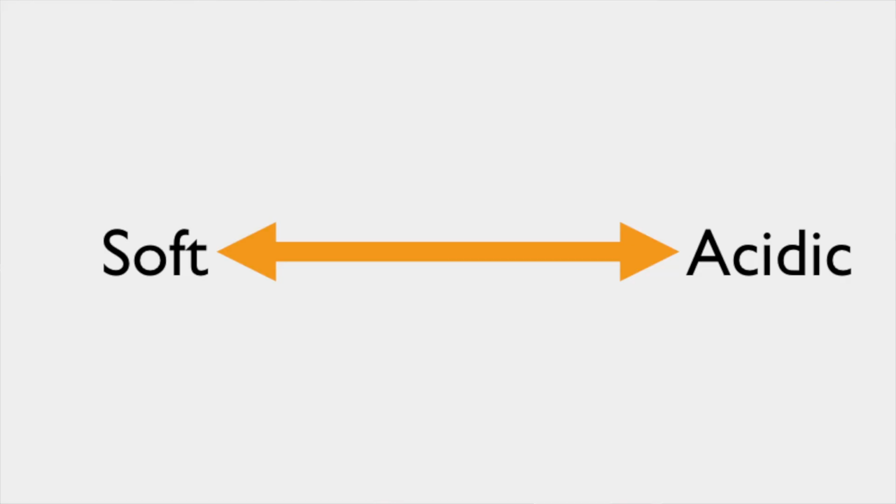Next, we have soft versus acidic wine, which is that burn you feel going down, or even a tartness. So like Olivia said, an easy way to tell with most wines whether it's acidic is, does it burn in the back of your throat when it goes down? If it does, it's an acidic wine. If it doesn't, it's soft.